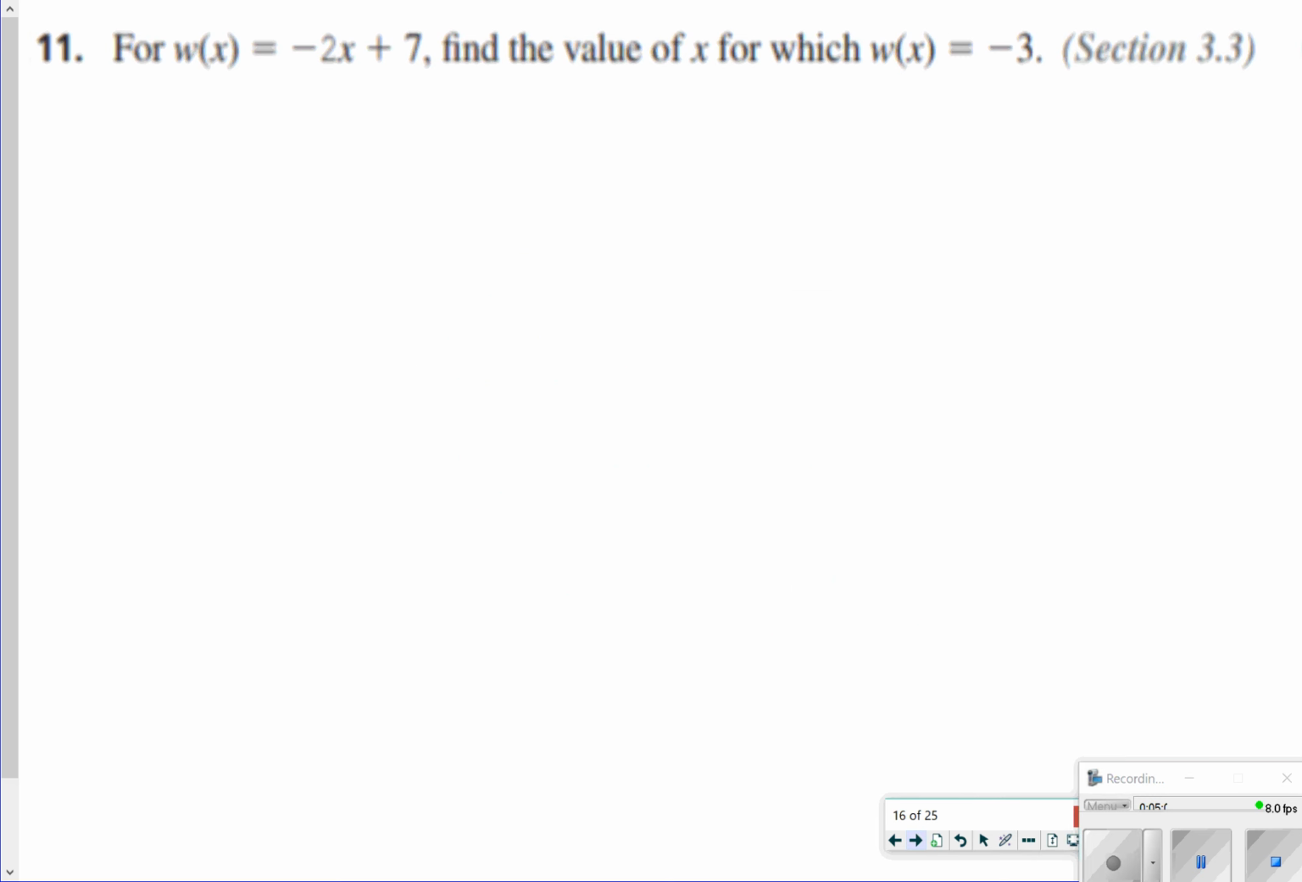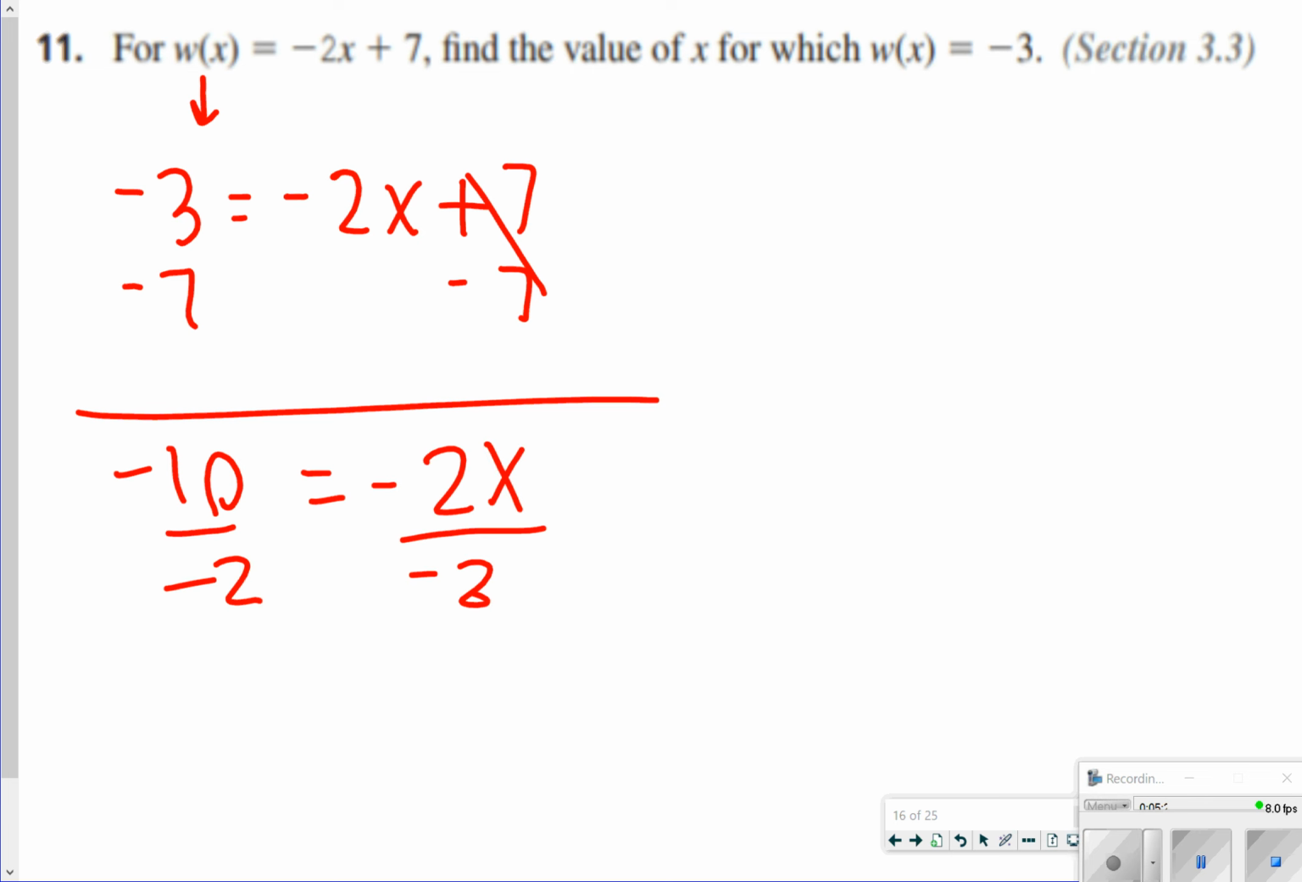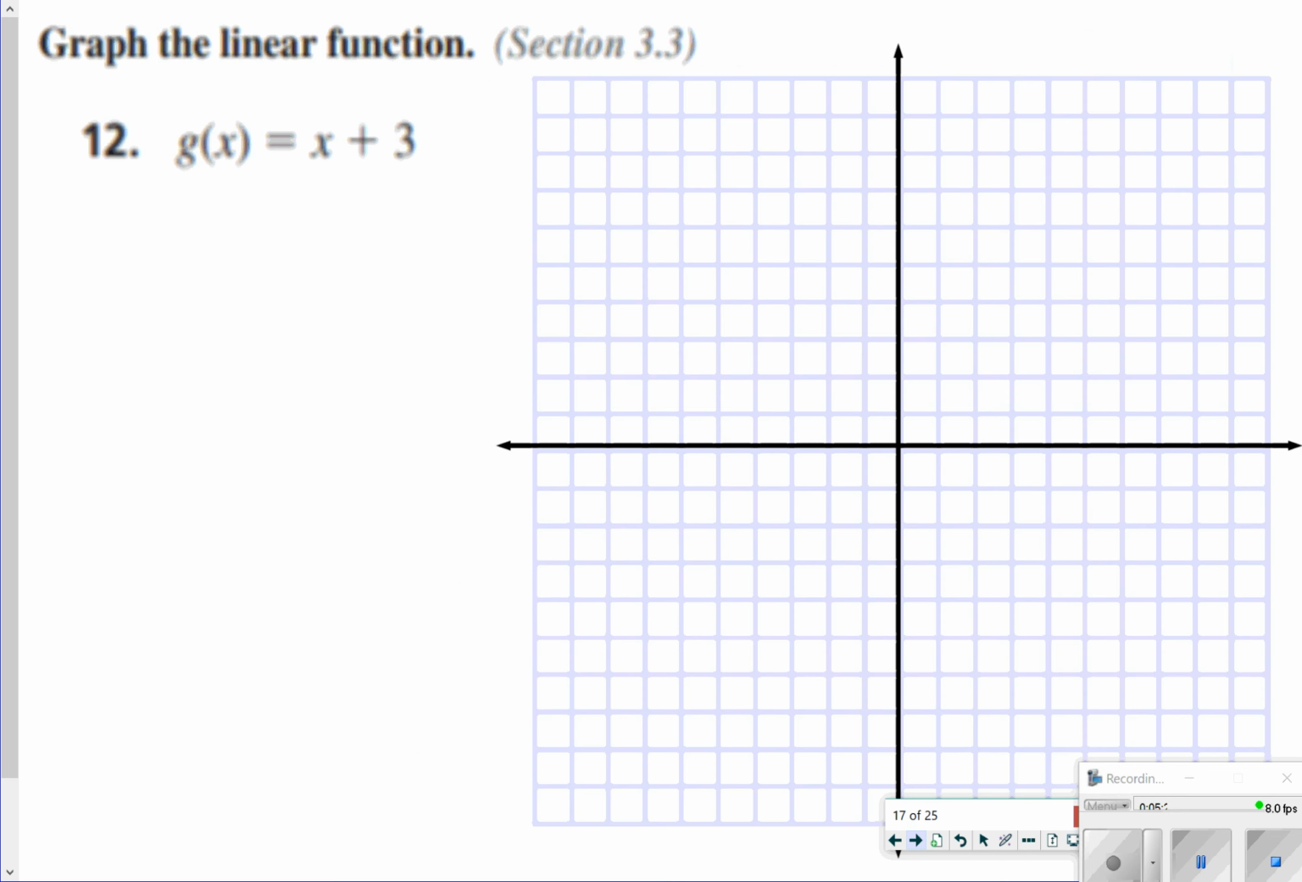For number 11, find the value of x for when w of x is equal to -3. So I'm just going to plug in -3 where w of x is, and then solve for x. So I'm going to subtract 7 from both sides. I get -10 is equal to -2x, and then divide both sides by -2 so that x is equal to 5 for number 11.